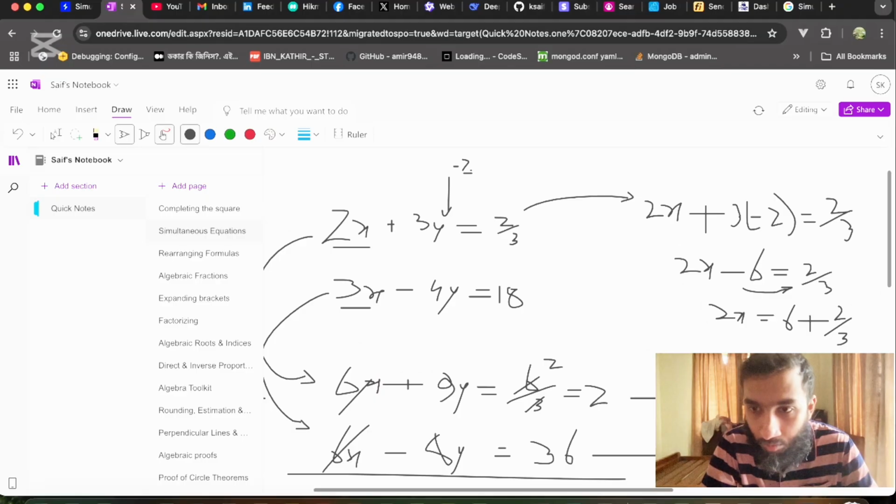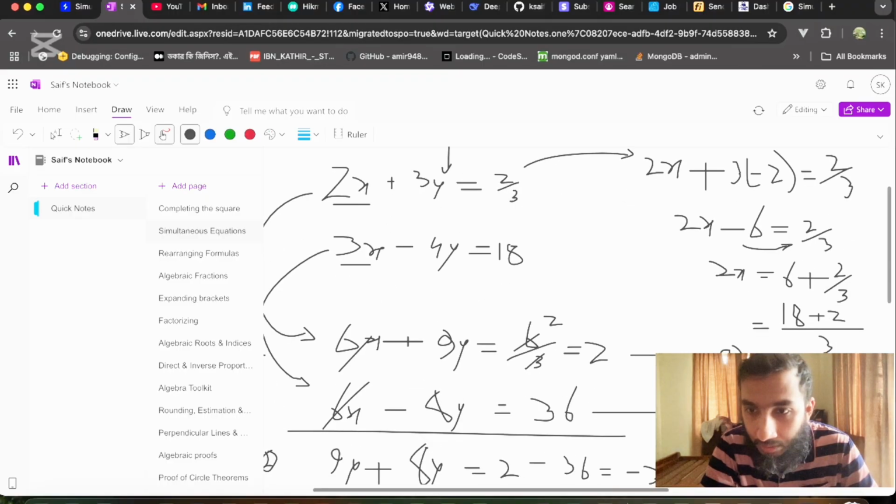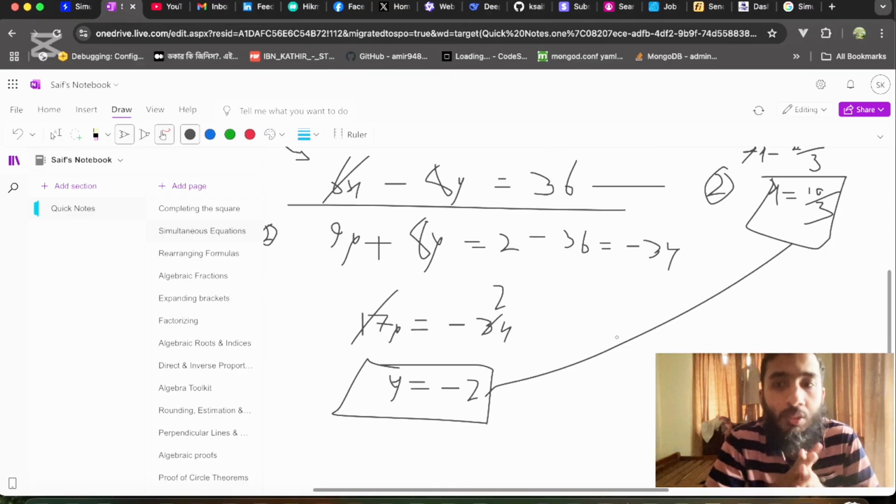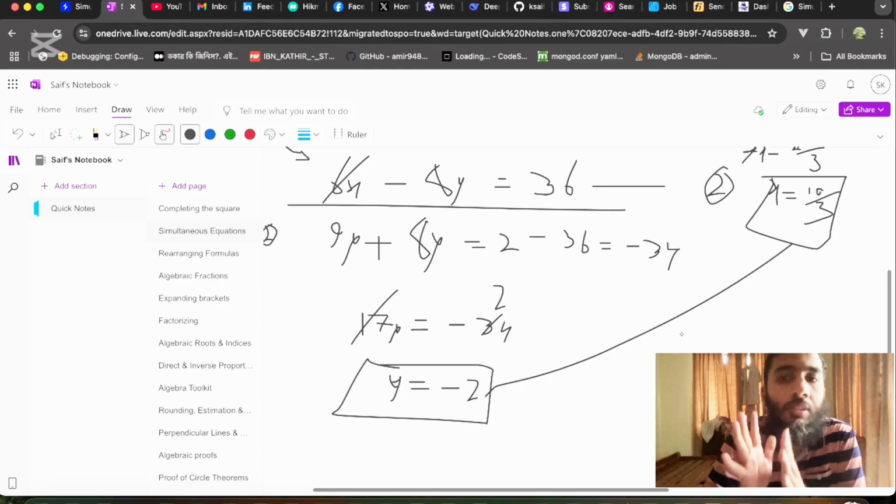If I take 3 common to simplify the fraction, 3 multiplied by 6 is 18, 18 plus 2, which is 20 by 3. So the value of 2x is 20 by 3. So what is the value of x? The value of x is 10 by 3. So I get the value of x and the value of y. I have solved for these two variables. So this is how you solve simultaneous equations.